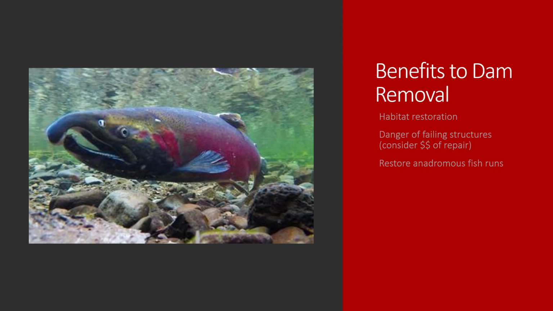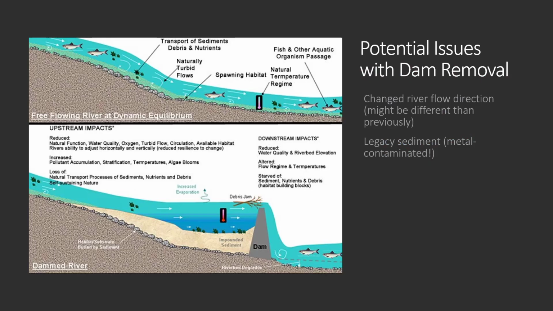The idea of that dam failing someday, if you remove the dam, you can do it in a controlled manner, and you remove the danger of that structure failing. And ultimately, you can restore the spawning of fish, the ability for fish to migrate.